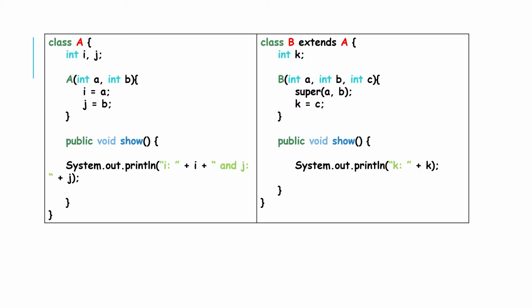When I call the show from the B object, then the show of the B class would be called. So it prints k colon and the value of k. And if I call the show from the A class object, then the show of the A class would be called. Now let's move to our IDE.